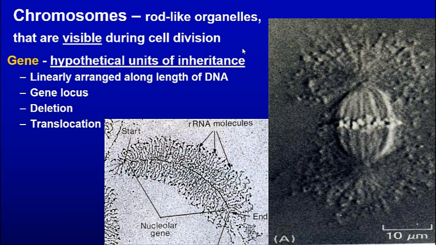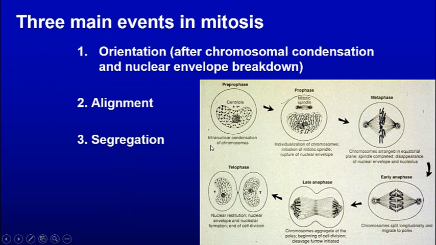You can visualize those. Now, a gene is a hypothetical unit of inheritance, in a linear array along the length. It has a gene locus, along which deletion may occur. Translocation occurs along the length. So this would be a nuclear gene, of which ribosomal RNA is being read off. This just happens to be in the nucleolus.